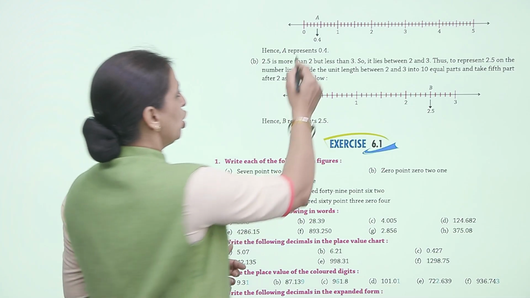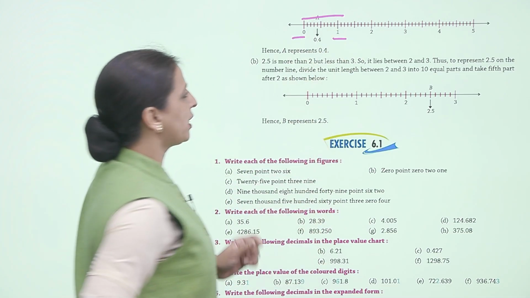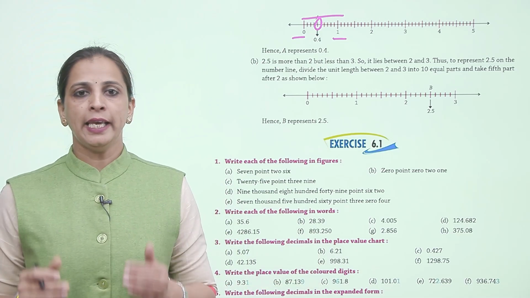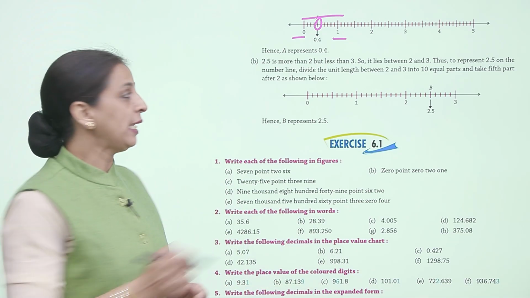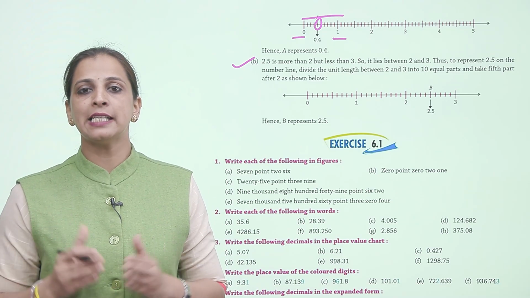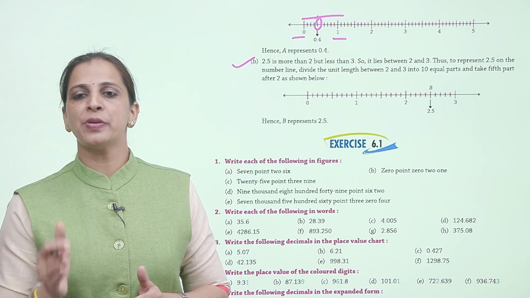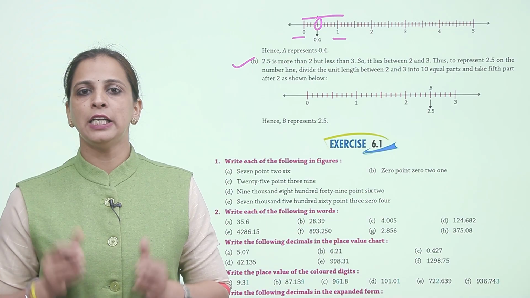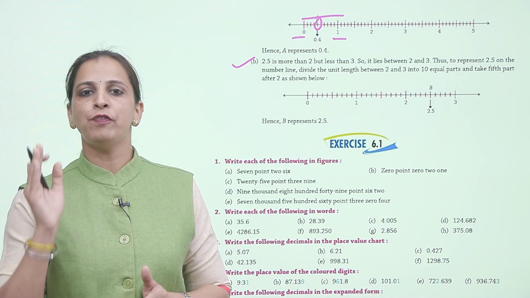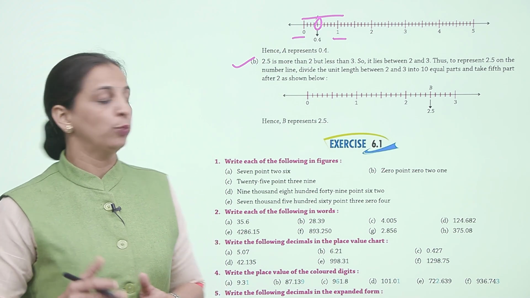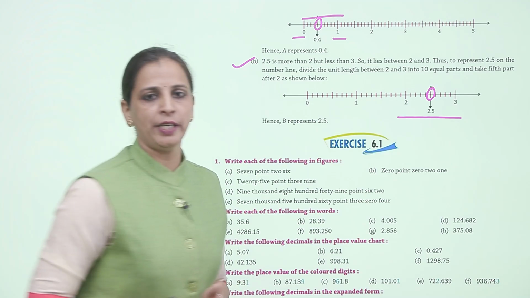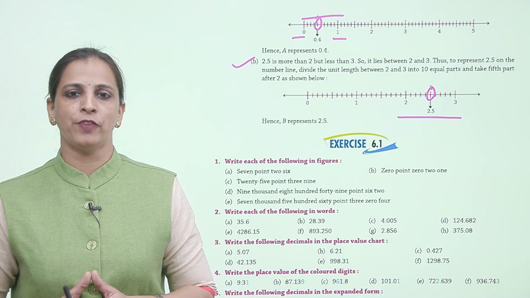So what did we do? We divided 0 to 1 into 10 equal parts, so 0.4 is at the 4th place. So A represents 0.4. Now B is 2.5. 2.5 is more than 2 but less than 3. So it lies between 2 and 3. Thus to represent 2.5 on the number line, divide the unit length between 2 and 3 into 10 equal parts and take the 5th part after 2 as shown below. So here we divided 2 and 3 into 10 equal parts, so the 5th part is 2.5. Hence B represents 2.5.